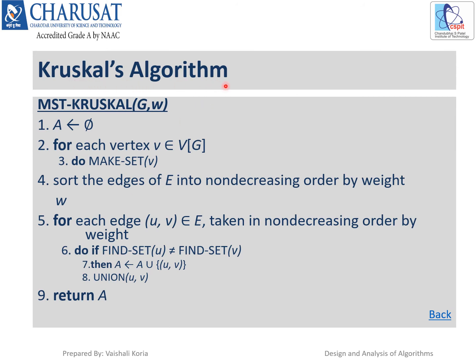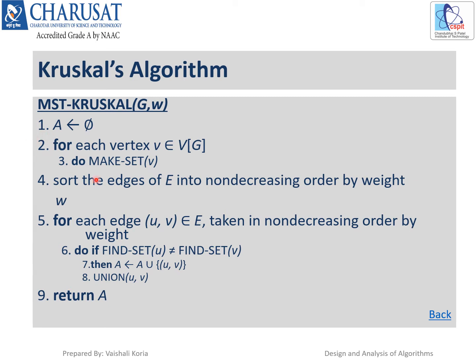Now we'll understand the Kruskal algorithm for finding the minimum spanning tree. So this is the algorithm. Kruskal algorithm will take two parameters. First is the graph, which gives you the number of vertices and edges, and the weight function will give you the weights of all the edges. Now the first step is the initialization phase, where A is equal to empty set, meaning A is the solution set. Right now there is no edge in A. So A is equal to empty.